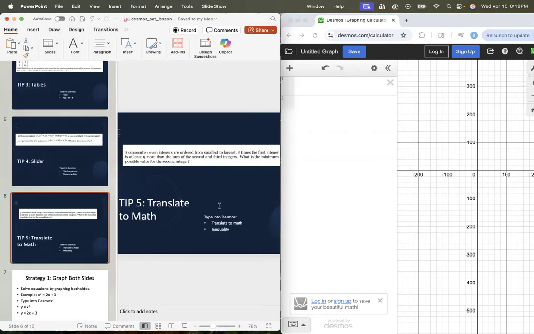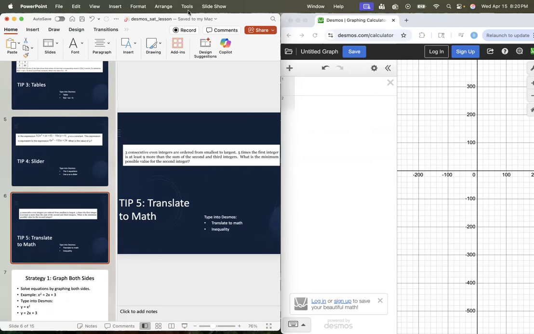One thing is very important. They can give you a word problem where you have to translate it into a form that Desmos will understand. They said three consecutive even integers are ordered from smallest to largest. 5 times the first integer is at least 9 more than the sum of the second and the third. What is the minimum possible value for the second integer? A very hard one, but you can solve it.